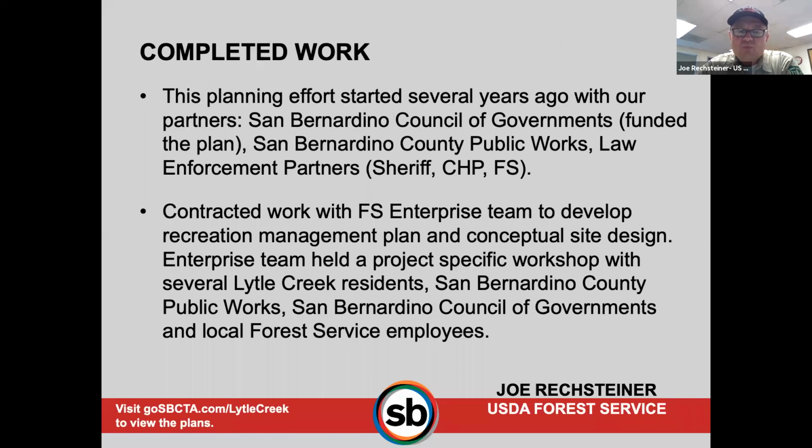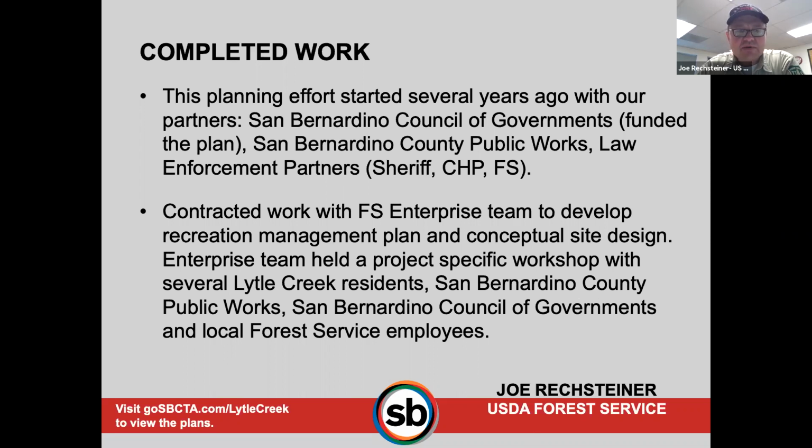So as stated, we've been working on this for several years. And this planning effort really started several years ago. Our partners, San Bernardino Council of Governments, funded the plan like Monique was talking about. San Bernardino County Public Works, we've been working with them on the plan development as well as improving the parking and traffic flows within Lytle Creek currently. And our law enforcement partners, San Bernardino County Sheriffs, California Highway Patrol, and of course our own Forest Service law enforcement.